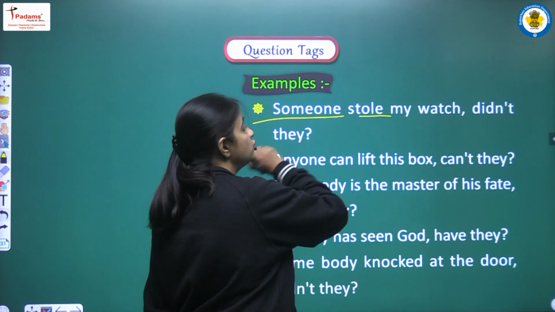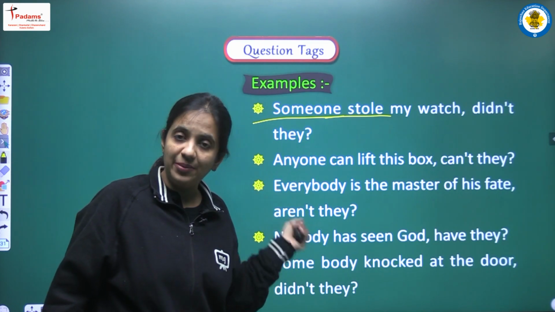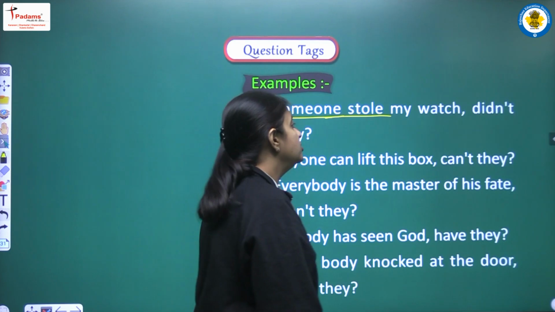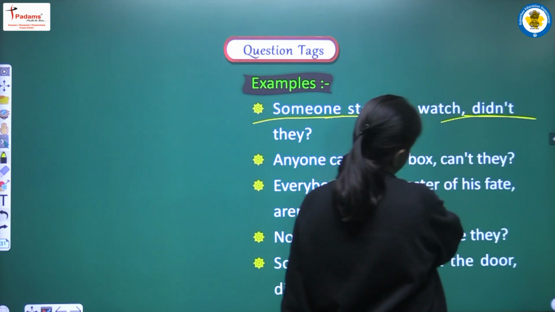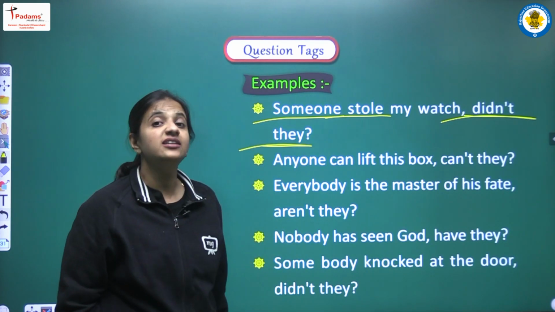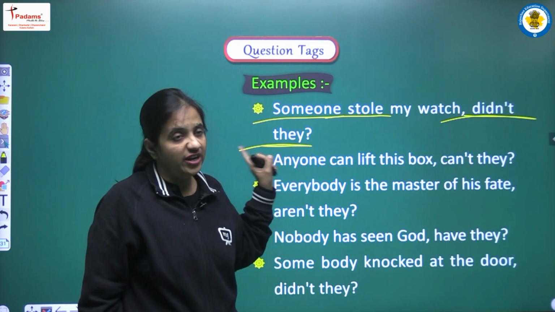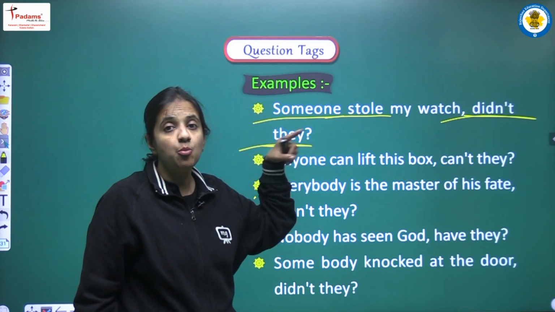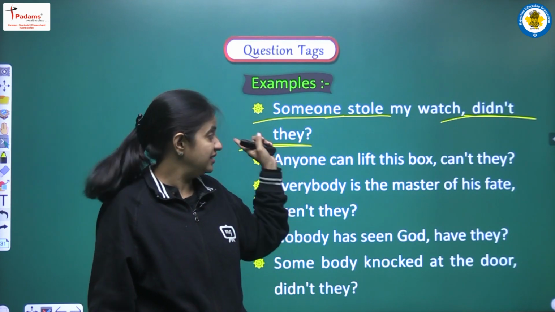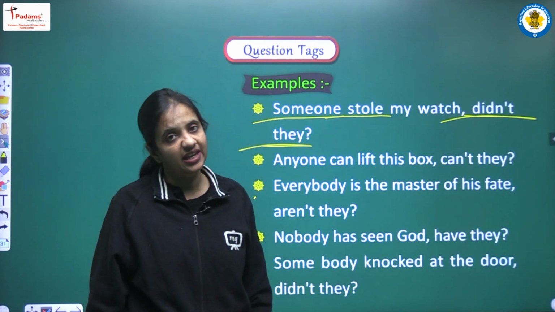Here we are having stole, that is a second form. So it means that we are having past simple tense here, and did is hidden here. So we have to use did plus not, and the contractive form will be didn't, and as a pronoun we are using they here. So question tag will be didn't they. So according to this rule, if we are having someone, we have to replace that someone with they, and the complete sentence will be, someone stole my watch, didn't they.